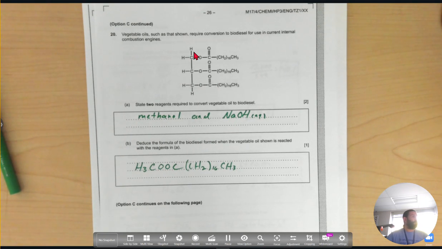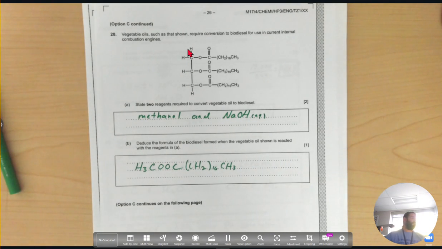Remember, we're just going to break this 3-carbon chain off and replace each of those bonds with a methyl group, making them methyl esters. So pretend that there's an H there. It would be H3C, CH3, right? Methyl group at the end. And then we have the OOC, and then the CH2 16 CH3. So we're just taking each of these and making them individual esters.